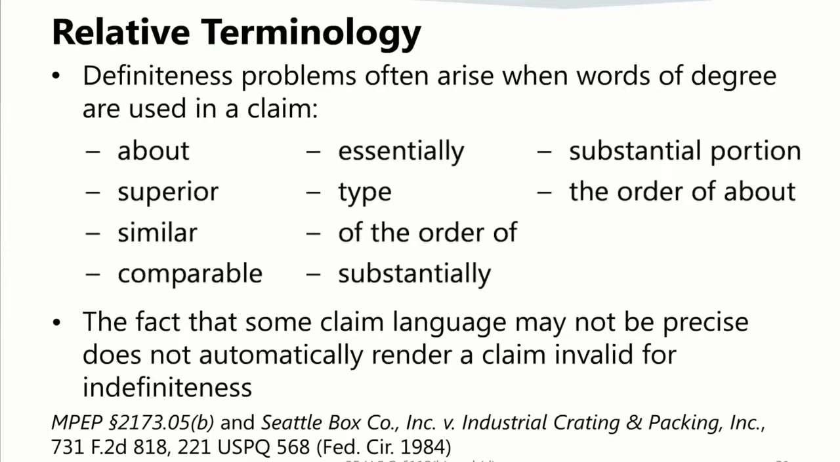Definiteness problems often arise when words of degree are used in a claim. The fact that claim language may not be precise, however, does not automatically render the claim indefinite under 112(b). Acceptability of the claim language depends on whether one of ordinary skill in the art would understand what is claimed in light of the specification.